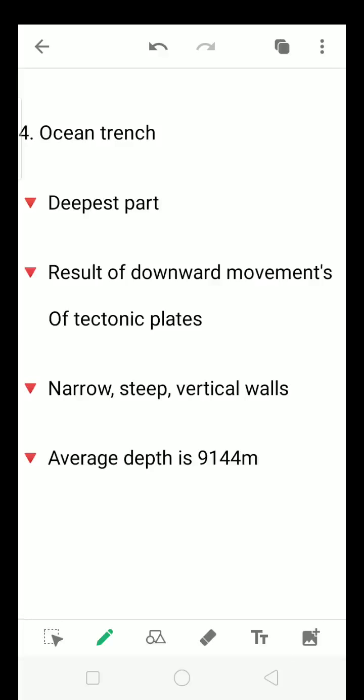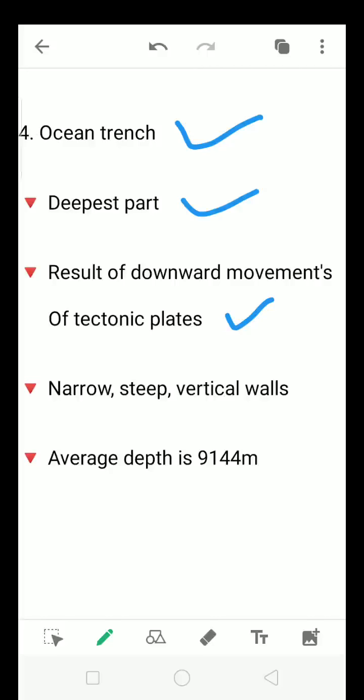The fourth feature of the ocean floor or ocean bed is the ocean trench. As you know what a trench is, this is the underground part of the mountain or land. Like this, we can find some trenches in the ocean. These are the deepest part of the ocean, and they came into existence as a result of downward movements of the tectonic plates. When the tectonic plates moved downwards, the ocean trench came into existence.